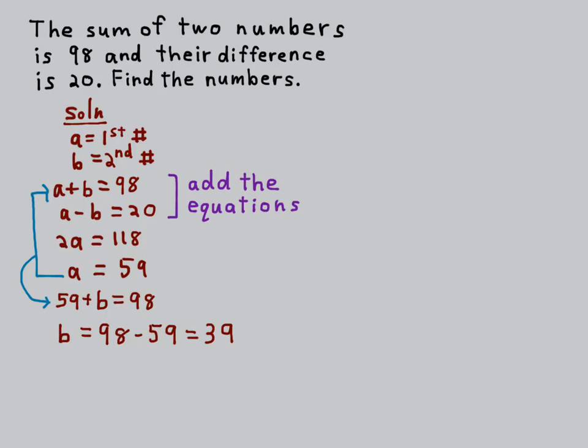And then double check these answers. So the sum is supposed to be 98. So 59 plus 39 is 80 plus 18. It's 98. Okay, that checks. And their difference is 20. Yep, that's obvious enough. So that's correct.